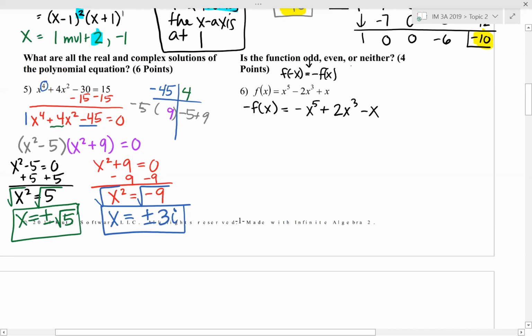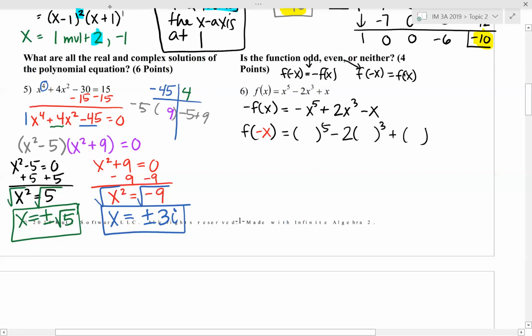If it's even, then f of negative x will actually be the same function. So it won't change the sign of anything. It'll just be equal to f of x. And so it's neither when neither of those things happen. So what we want to do is plug in negative x into each of these. So we're going to do f of negative x, and so that's going to be negative x to the 5th minus 2 times negative x cubed plus negative x.